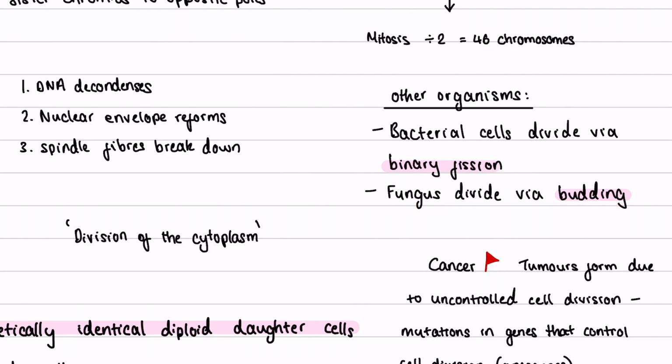Finally, this entire video has been about controlled cell division, where there are checkpoints at each stage to ensure the cells are dividing as they should. However, cancer tumours are formed due to uncontrolled cell division. The reason why division becomes uncontrolled is because there are mutations in the genes that control the division, called oncogenes.